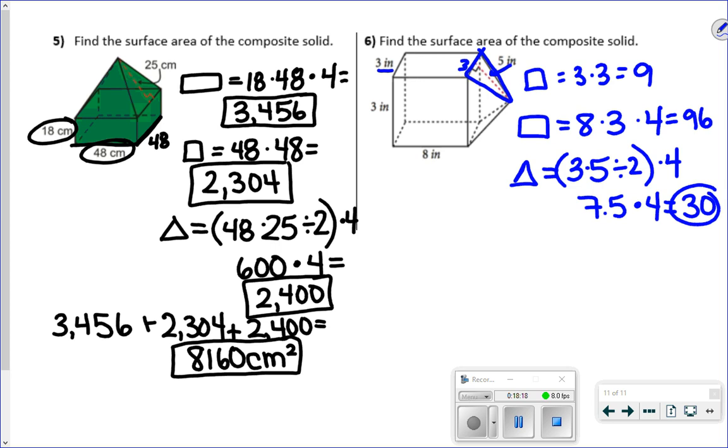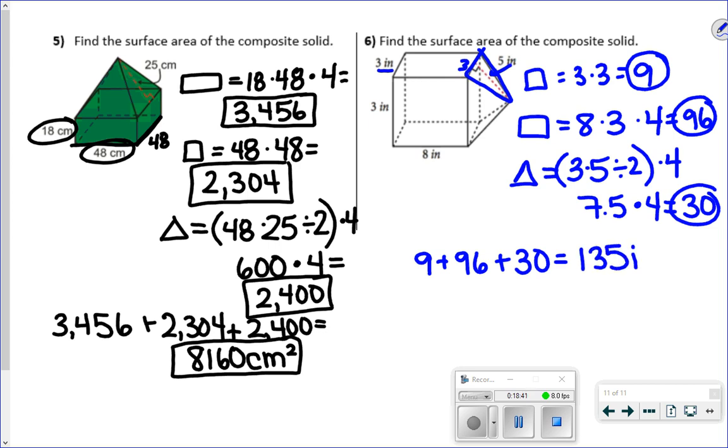And my last step, I need to add these areas together, my answers from the last problems. So when I add those, I get... oops, I don't want to do times. Let's try that again. 9 plus 96 plus 30. It's going to give me a total answer of 135 inches squared.